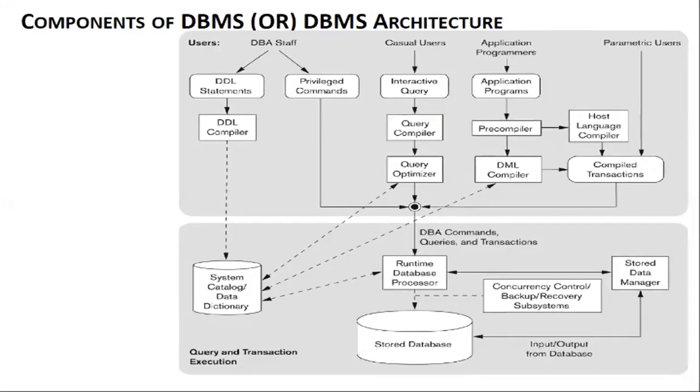and from the interactive interface, the query is forwarded to the query compiler for the compilation process. Then again it is forwarded to the query optimizer, right? You know what we mean by compiler: the compiler converts into object code. So whatever query is forwarded by the casual user will be converted into object code, something similar to your C and C++ code.